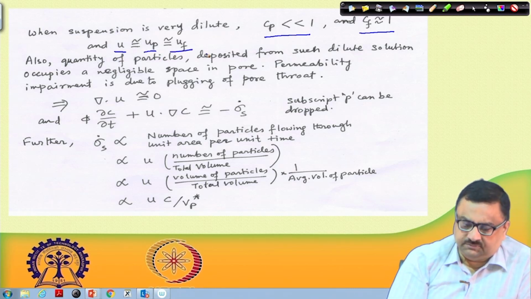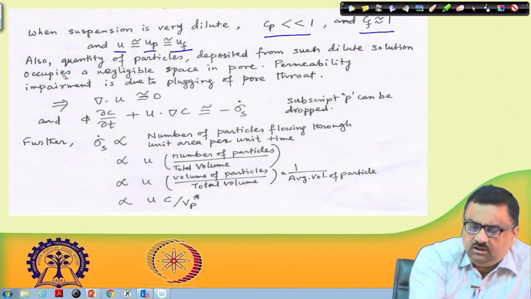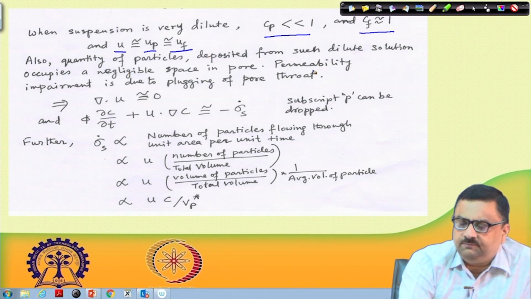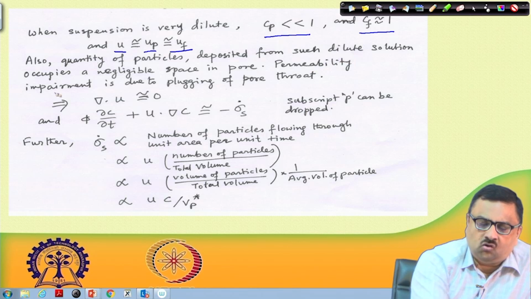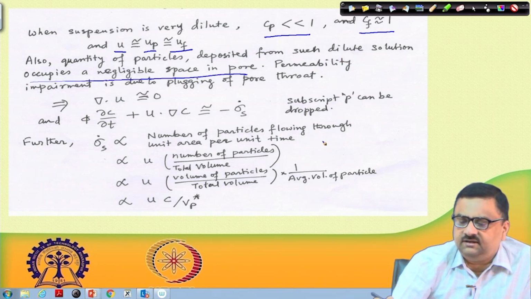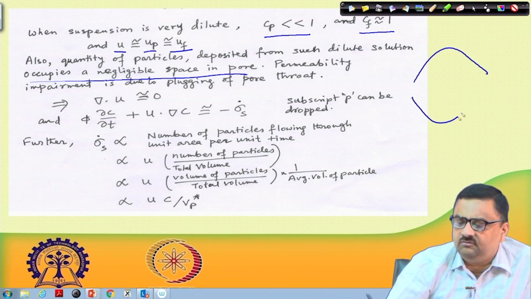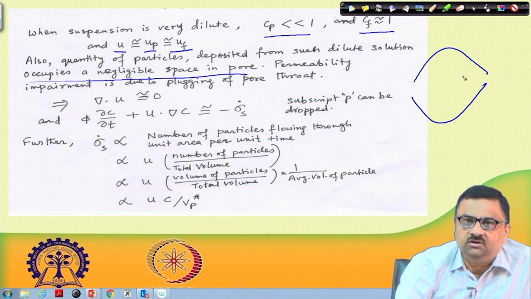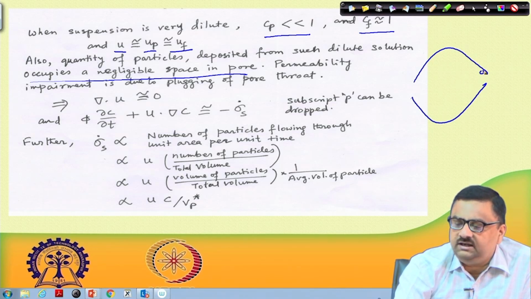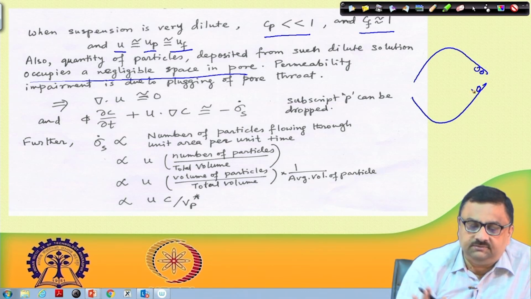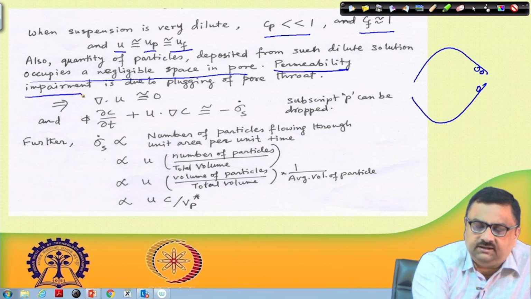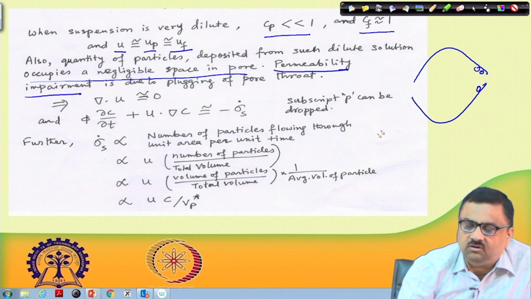With this assumption, the quantity of particles deposited from such a dilute solution occupies a negligible space in the pore. When we are working with such a dilute suspension, as we have already talked about, we can expect a very negligible reduction in pore volume. So, porosity is not going to change, only near the pore throat there would be some deposition, and that will change permeability. That is the assumption. So, we have permeability impairment happening, but the porosity is not changing.